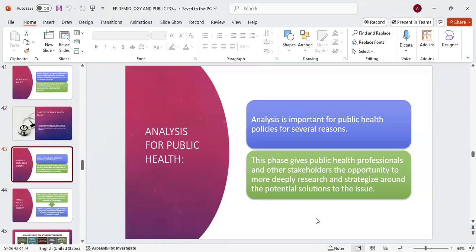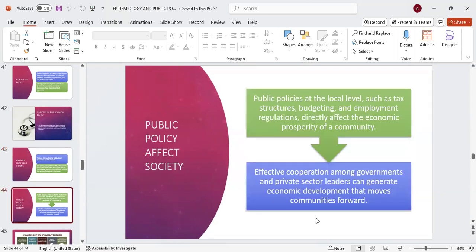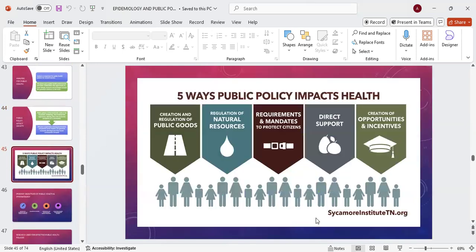Analysis of public health. Analysis is important for public health policies for several reasons. This phase gives public health professionals and other stakeholders the opportunity to more deeply research and strategize around potential solutions to the issue. Public policy affects society. Public policies at the local level, such as tax structure, budgeting, and employment regulation, directly affect the economic prosperity of the community. Effective cooperation among government and private sector leaders can generate economic development that moves the community forward.